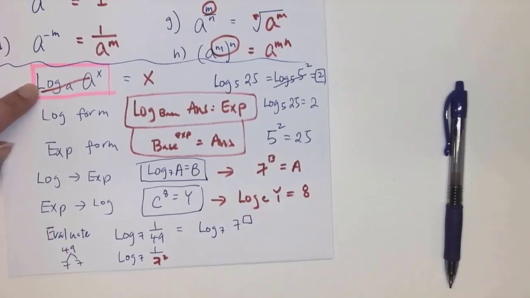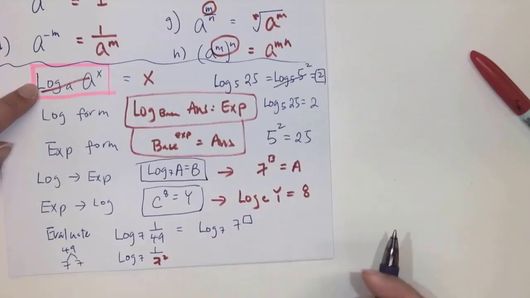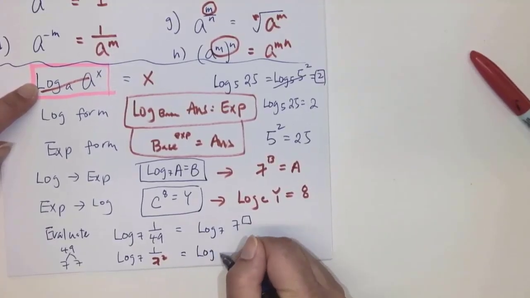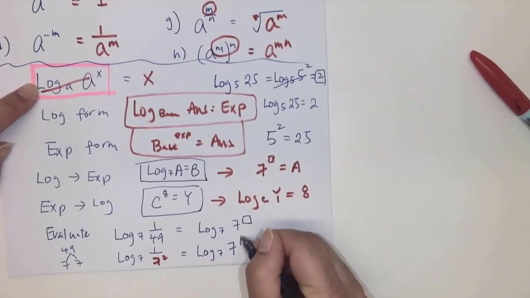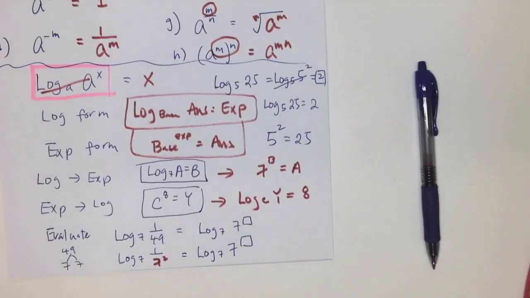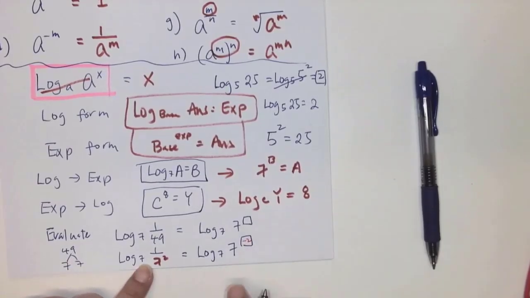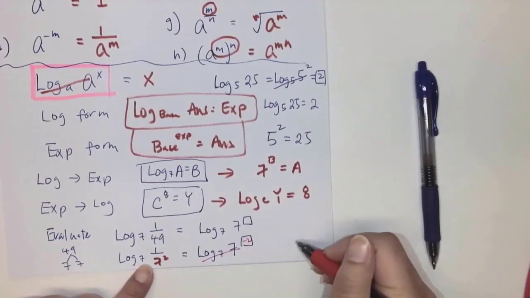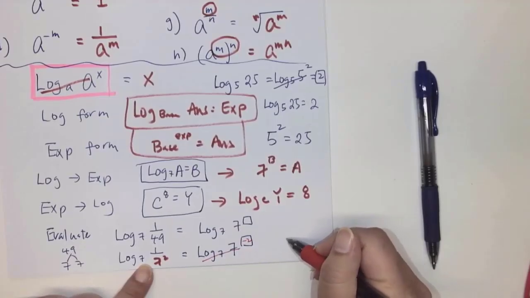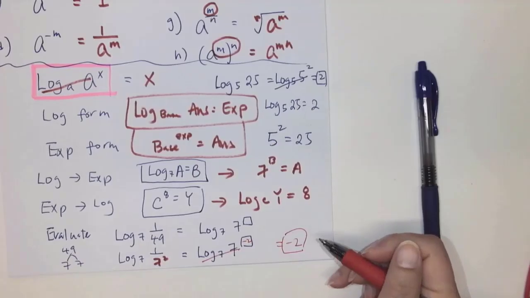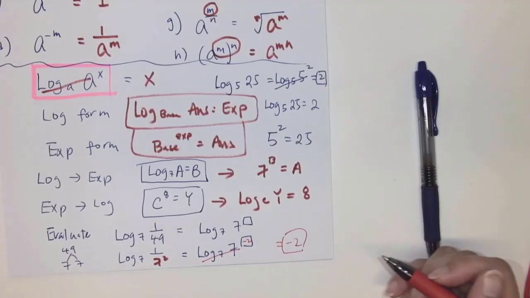But this is 1 over, right? When you have 1 over, what kind of exponent is this? A negative exponent. So it's going to be log base 7 of 7 raised to, not 2, but negative 2. When they match, I can cancel it. So the answer is negative 2. So you have a similar question on the yellow review. Make sure you practice that.